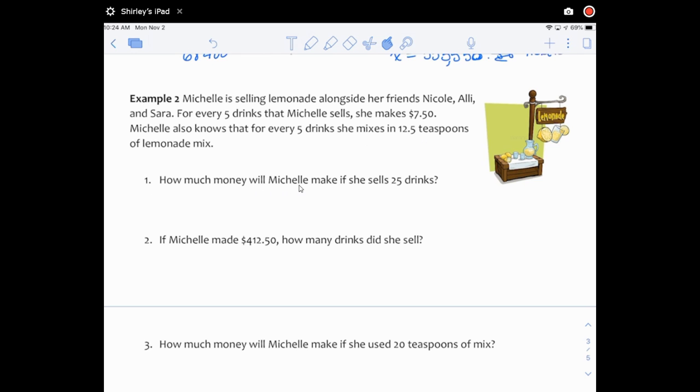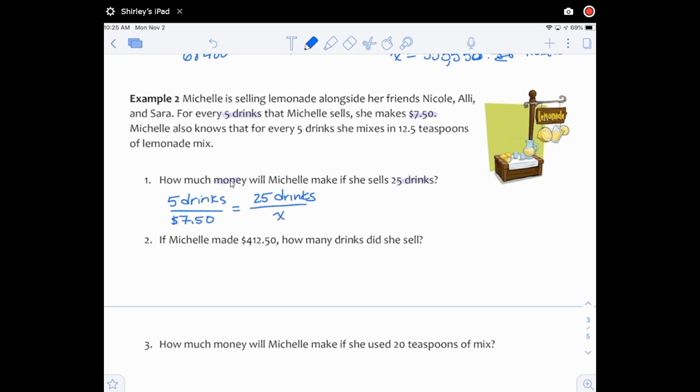Question number 1, how much money will Michelle make if she sells 25 drinks? So this question is specifically asking us to compare money to drinks. So I'm going to pull out the piece of information related to that and set up my proportion. So I start with my big fraction. I'm going to put what I know on the left. So 5 drinks, I know cost $7.50. I need to figure out if there's 25 drinks, how much money is that going to be?